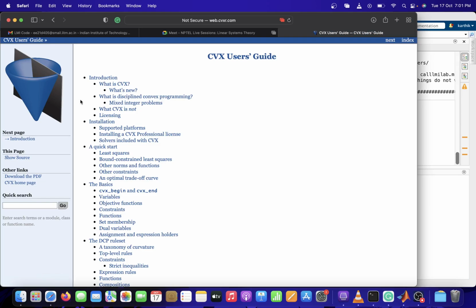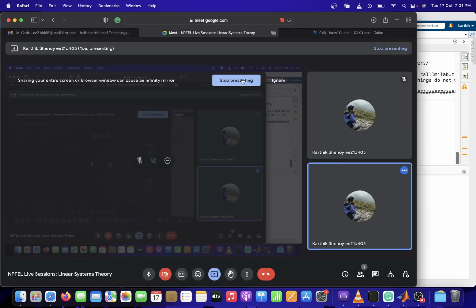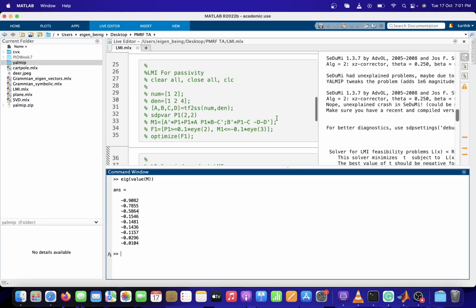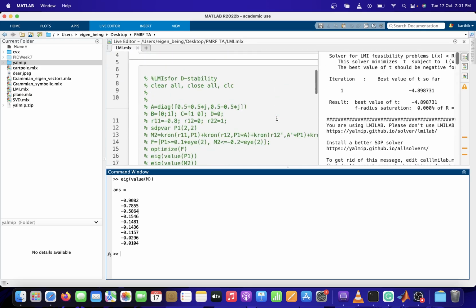I'll upload these codes to the drive folder. Maybe you can have a look at it. These are the things which you use LMIs to solve, and there are other things. I think the references are there on the website, so you can have a look at that.